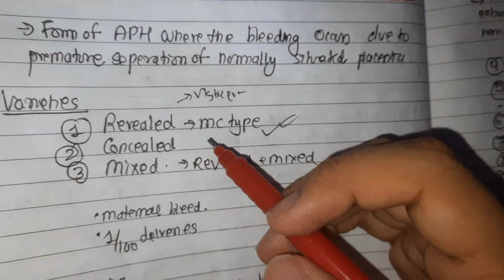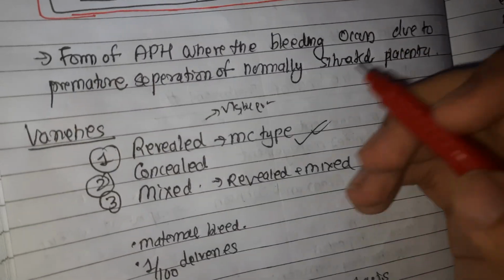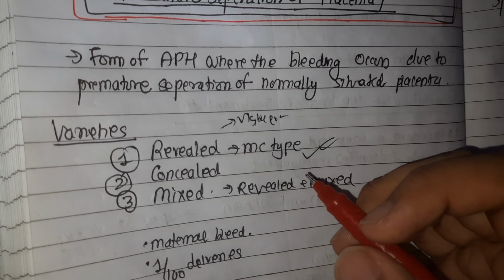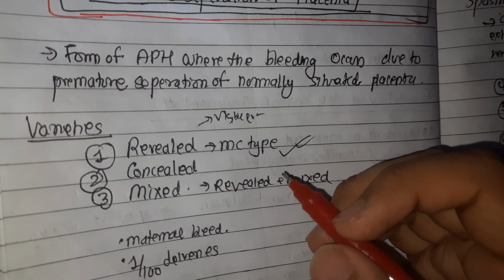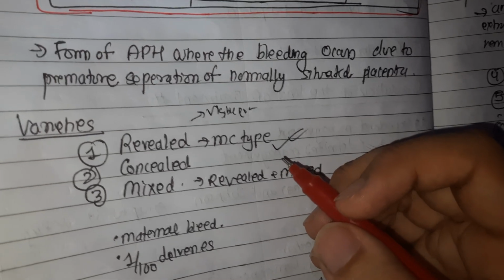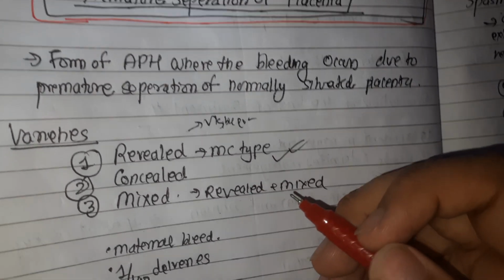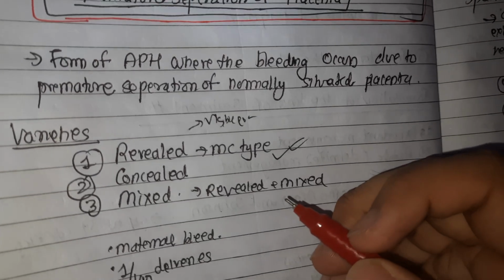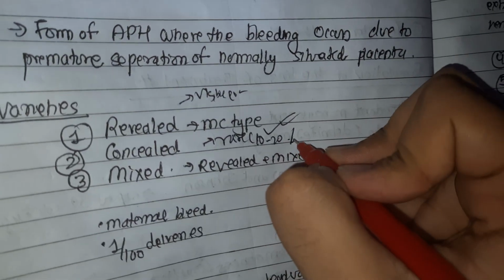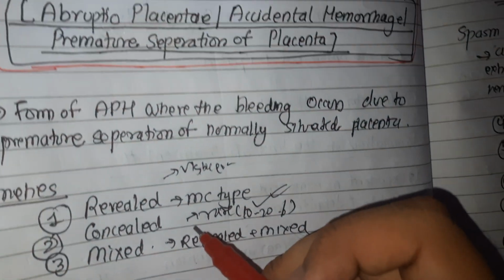And in the concealed variety, the blood collects behind the separated placenta, or it is collected in between membranes and decidua. The collected blood is prevented from coming out by the presenting part, which presses on the lower segment, and at times the blood may percolate into the amniotic sac after rupturing the membrane. In any circumstances, blood is not visible outside, and this is a very rare type, constituting only 10 to 20% of the cases. So in revealed, blood is visible; in concealed, blood is not visible.